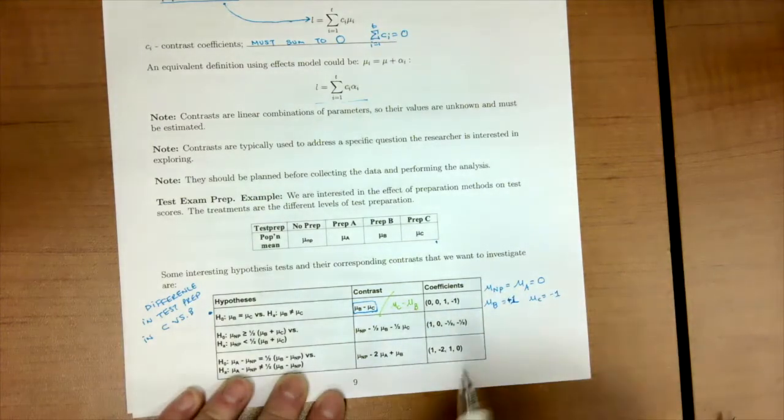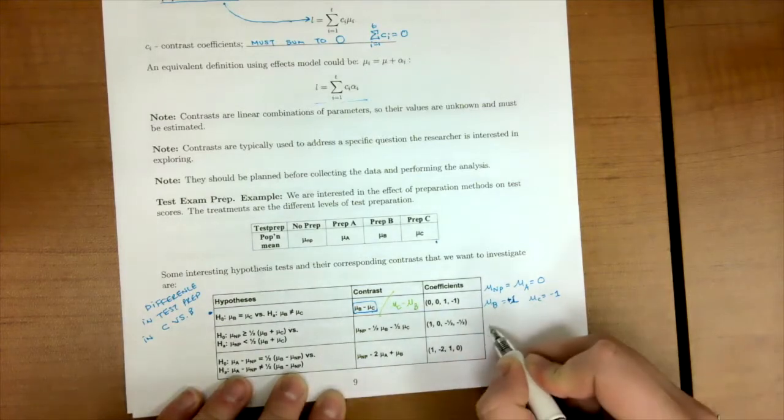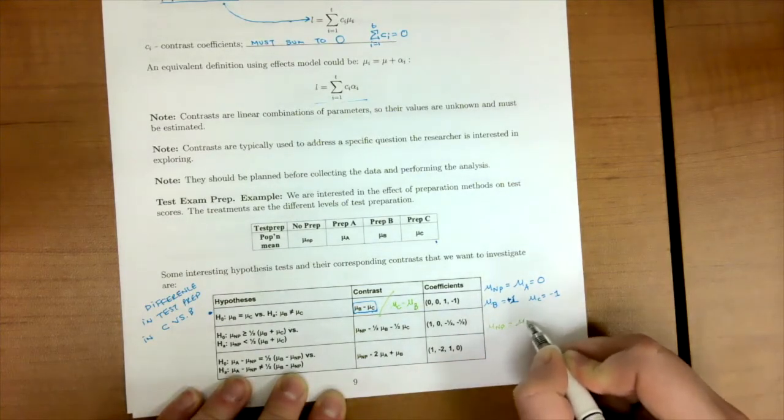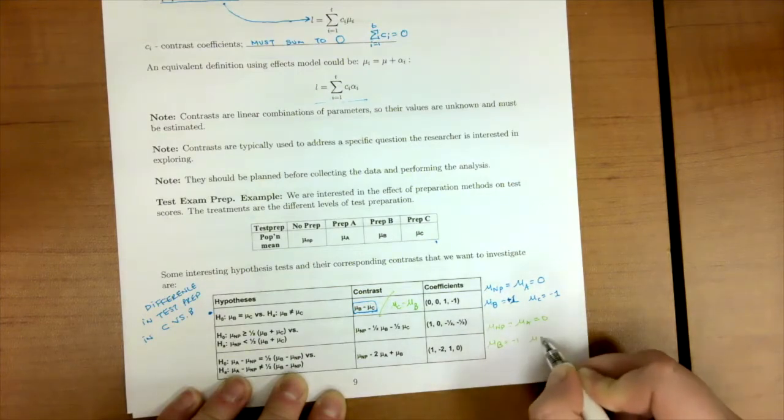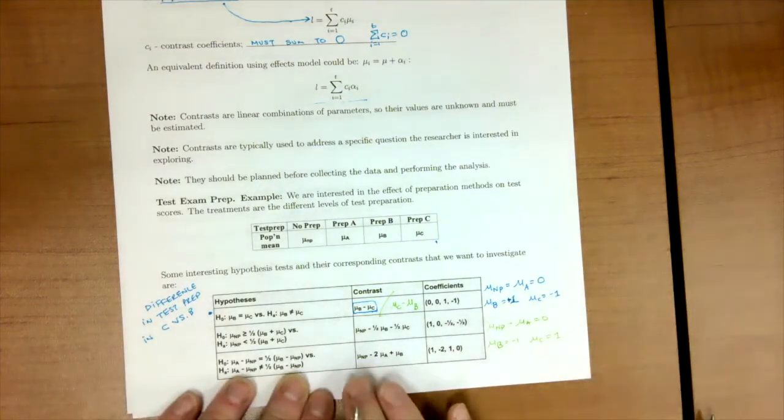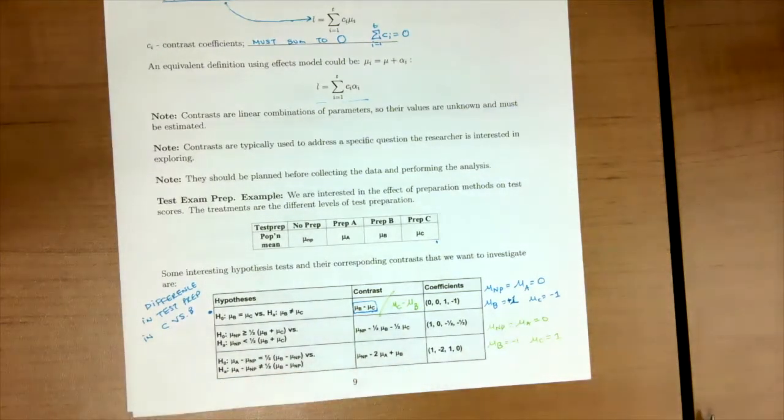If we were to do this green example, our mu of no prep and mu of A will still be 0. Our mu of B will equal minus 1, and our mu of C would equal 1. This should have been covered in Stat 5615, so I won't spend too much time here, but just getting you back into it. It's important that you understand the contrast coefficients and how to implement this into software, which I'll show you in one of the R or JMP videos.